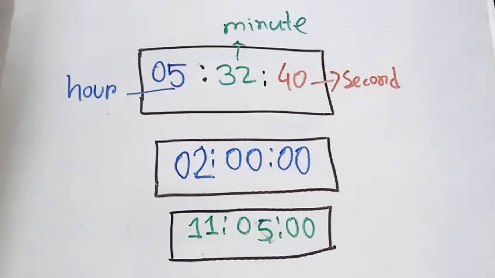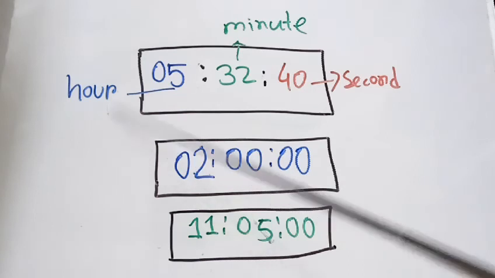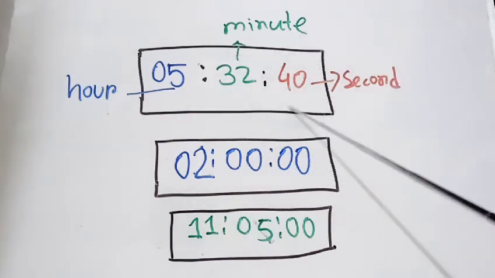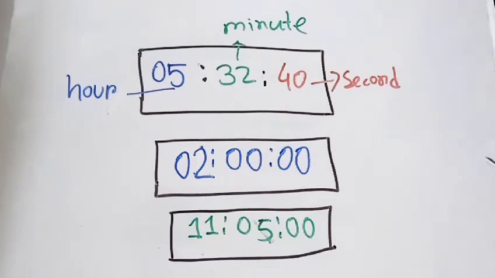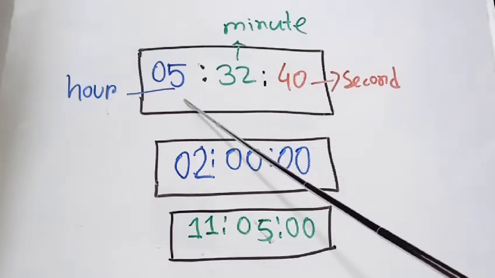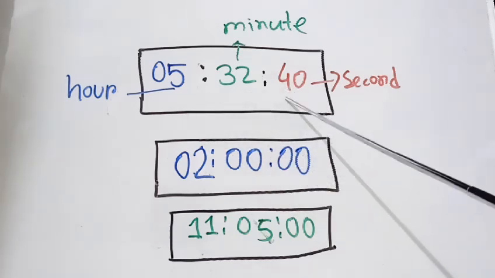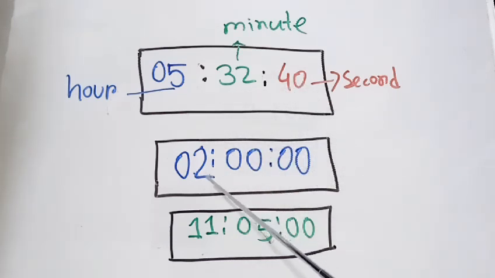And in a digital clock, the first number represents hours, the second number represents minutes, and the third number represents seconds. So this time is 5 hours 32 minutes and 40 seconds. Here, in the second time, 2 hour 0 minutes 0 seconds means 2 o'clock. And the last one, 11 hour 5 minutes 0 seconds, is 11 hour 5 minutes.